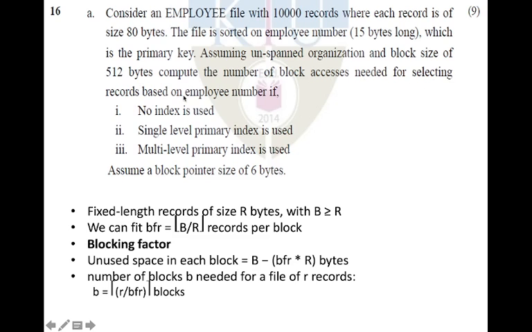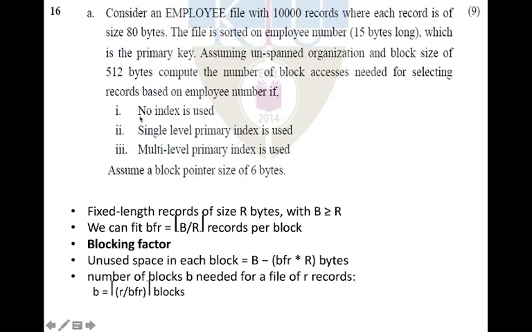Now assuming an unspanned organization and block size of 512 bytes, compute the number of block accesses needed for selecting records based on employee number if no index is used, if single level primary indexing is used, and if multi-level primary indexing is used. We have to assume the block pointer size as 6 bytes. So this is our question. We will see how to solve it one by one.